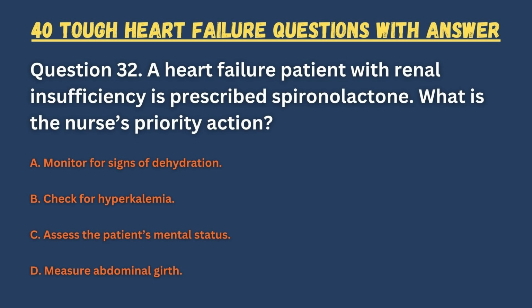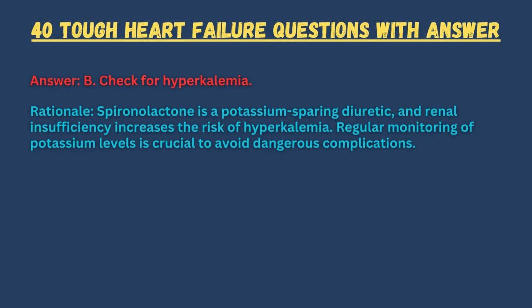Question 32. A heart failure patient with renal insufficiency is prescribed spironolactone. What is the nurse's priority action? A. Monitor for signs of dehydration. B. Check for hyperkalemia. C. Assess the patient's mental status. D. Measure abdominal girth. Answer: B. Check for hyperkalemia. Rationale: spironolactone is a potassium-sparing diuretic, and renal insufficiency increases the risk of hyperkalemia. Regular monitoring of potassium levels is crucial to avoid dangerous complications.